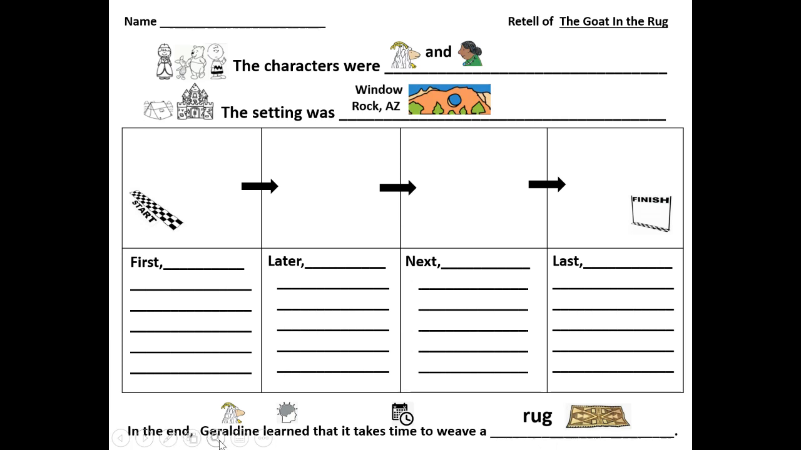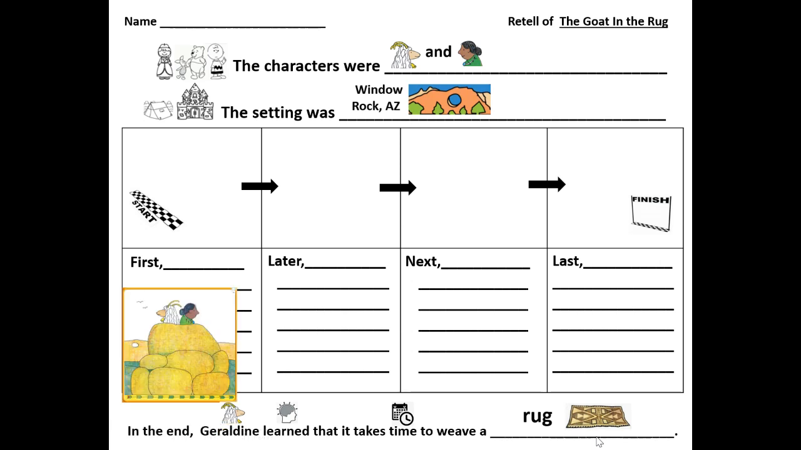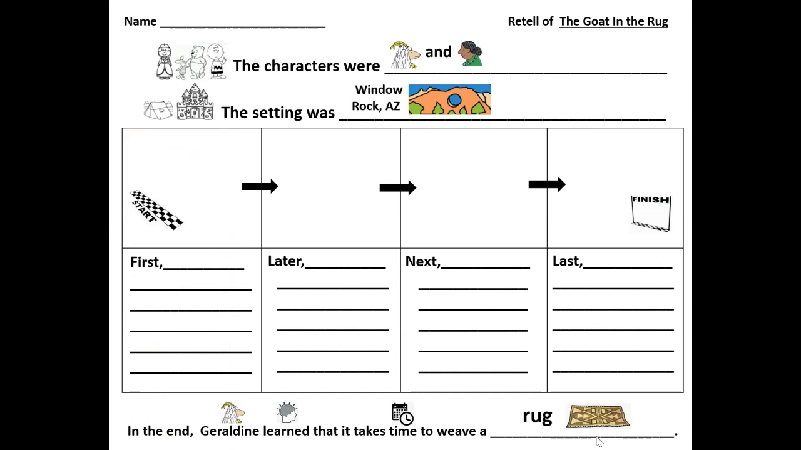In the end, Geraldine learned. What did Geraldine learn? Geraldine learned that it takes time to weave a rug. It takes a lot of time to weave a rug because there's a lot of steps too. And it's a very detailed and intricate process. So in the end, Geraldine learned that it takes time to weave a rug.